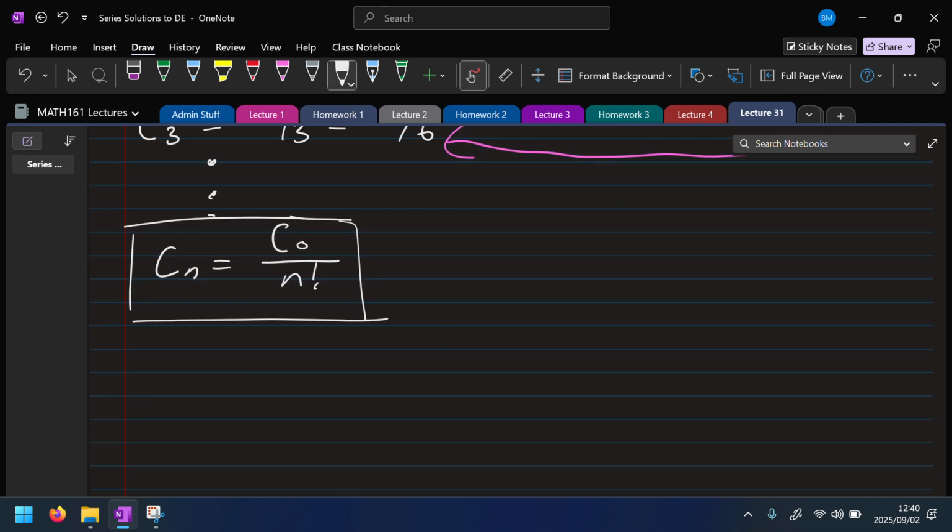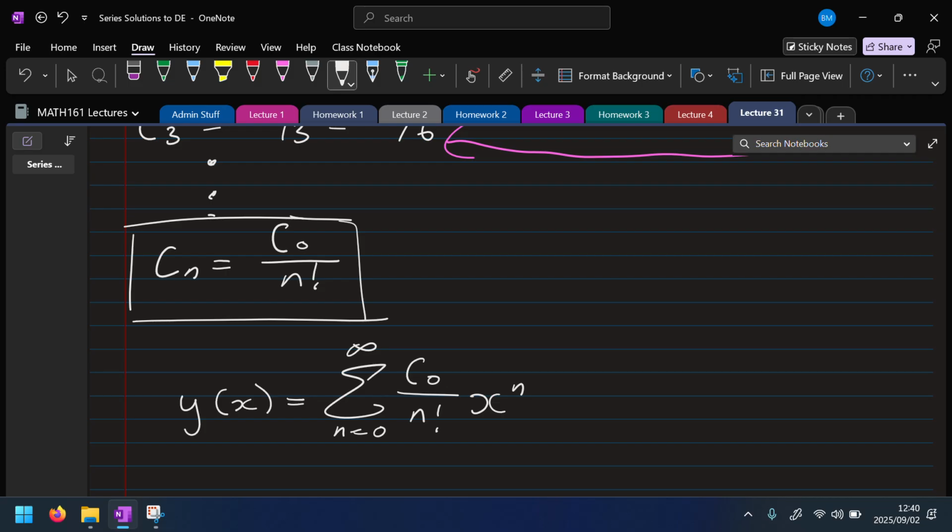So we've got the coefficients, and we can write out the solution. This is going to be the sum, n goes from 0 to infinity, of the Cn, which we know now, so that's a factorial there, and it was x to the n. But C0 is a constant. We can take it out of the sum, and we're left with 1 over n factorial x to the n. What is that? E to the x, yeah.